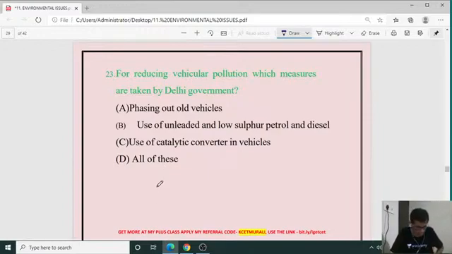Then 23rd question: for reducing vehicular pollution, which measures are taken by Delhi government?